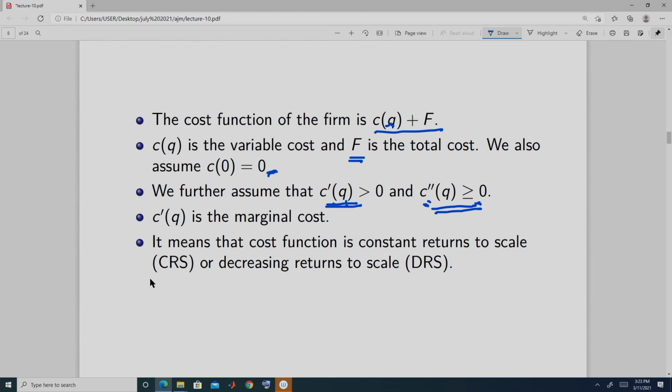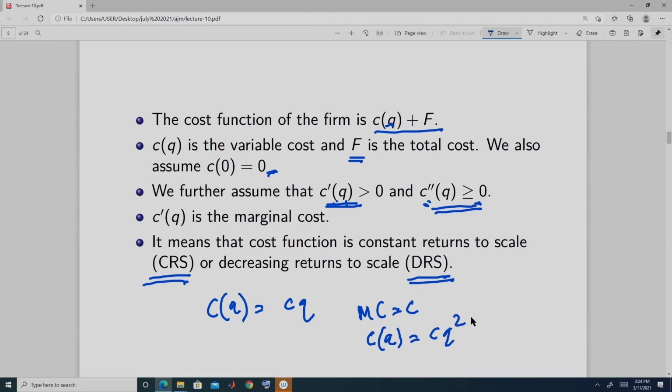It means that either the technology cost function is CRS, constant returns to scale, or it is like DRS, decreasing returns to scale. So, you can specify this portion either like this, when this is positive, because marginal cost here is C and the derivative of marginal cost is 0. So, this is also satisfied, or you can take a form like this. Now, here marginal cost is like this. Okay?